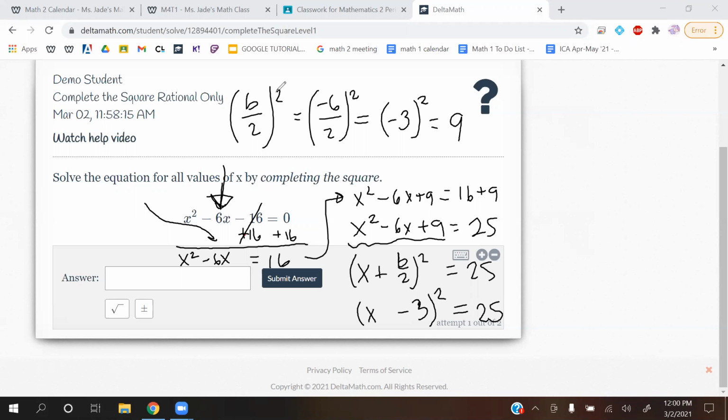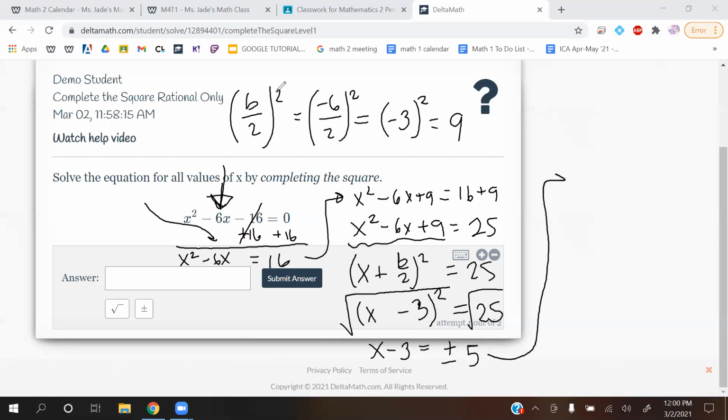So now we can solve for x. And how do we do that? Remember, think back to your first category. We need to square root both sides to get rid of the squared. So we have x minus 3 is equal to positive or negative, plus or minus, square root of 25, which is 5. So x minus 3 is equal to plus or minus 5.